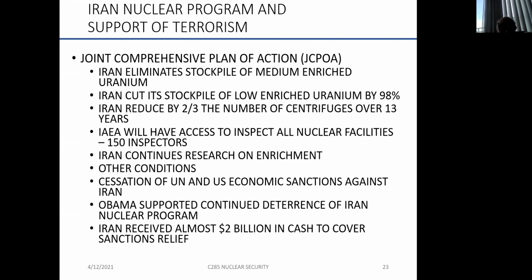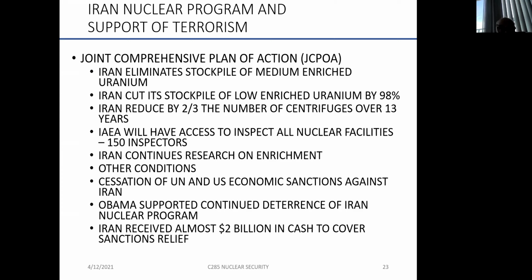Obama supported the continued deterrence of the Iranian nuclear program, and Iran received almost $2 billion in cash to cover the sanctions relief. This took 2 years to hammer out. At the time, people in the arms control community were very laudatory of this agreement. They said, look, it's not perfect, but it stops the Iranian program from proceeding for a long time, 8 to 10 years. And you know what they say, the best is the enemy of the good. This is a good agreement, and it's definitely worth supporting.